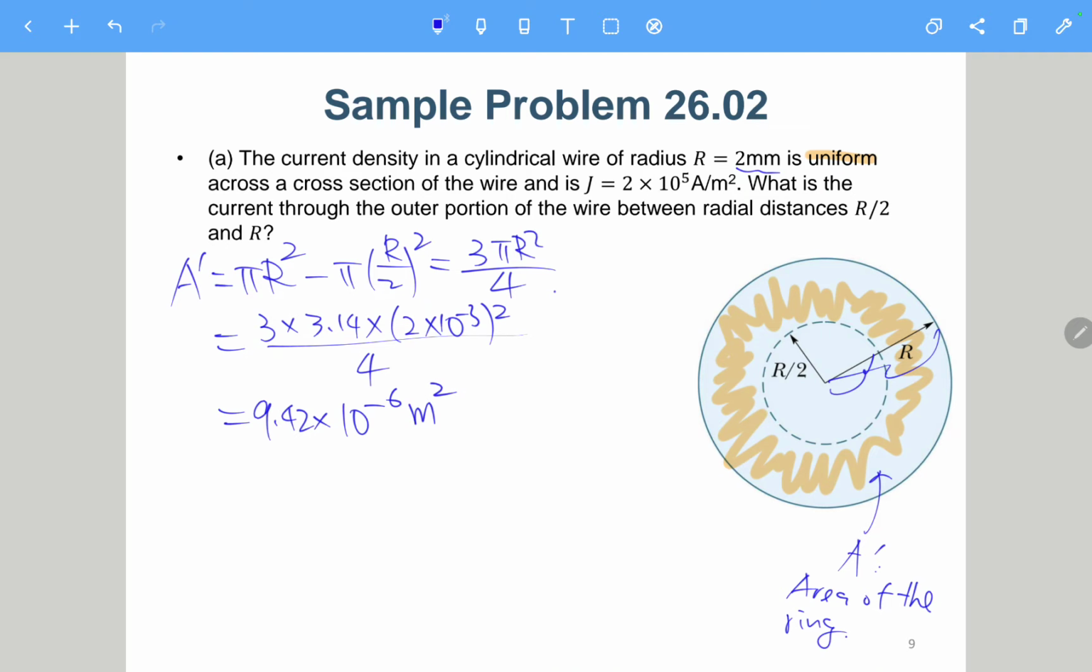But in this case, I do not really suggest writing it as 9.42 micrometer squared, because it is ambiguous whether it is micrometer times micrometer, or 10 to the minus 6 meter squared. So I do not suggest writing it this way.